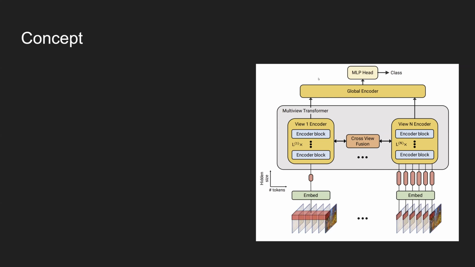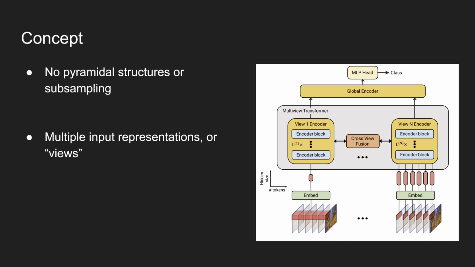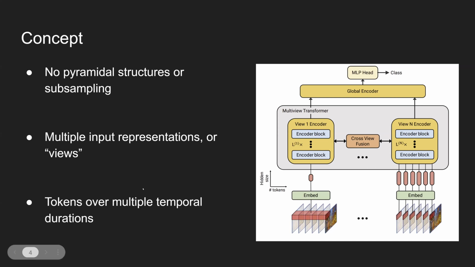So the USP of this paper is that there is no pyramidal structures or subsampling involved. Again, we'll go over that eventually. Instead of pyramidal structures or subsampling, they have multiple input representations or views. So basically, what are views? Views are tokens which have multiple temporal durations. Again, the structure of the token, etc., will be explored. But the reasoning we can go over right now.